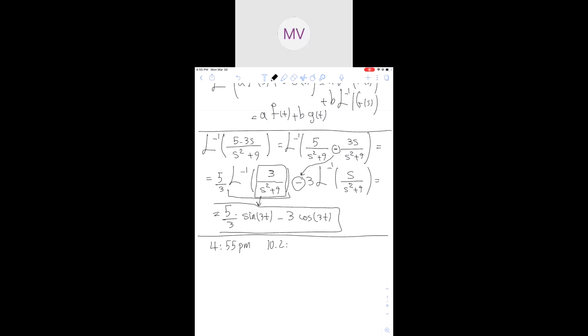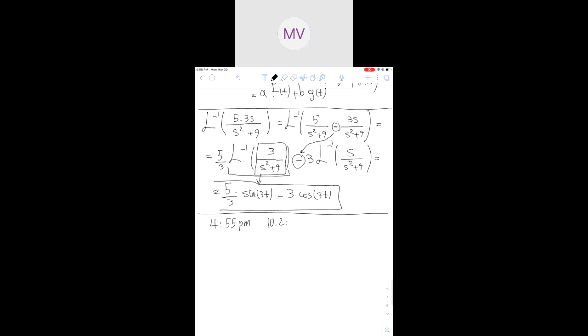Okay. So let's continue on 10.2. Okay. So let me tell you what the goal is in 10.2. Basically, we want to start solving differential equations using Laplace transformations.